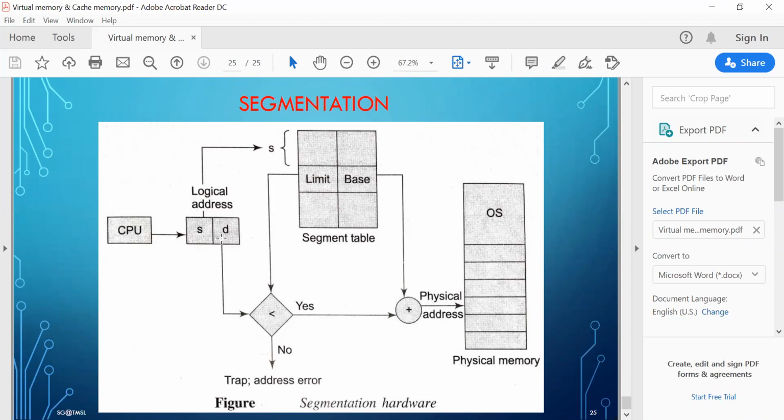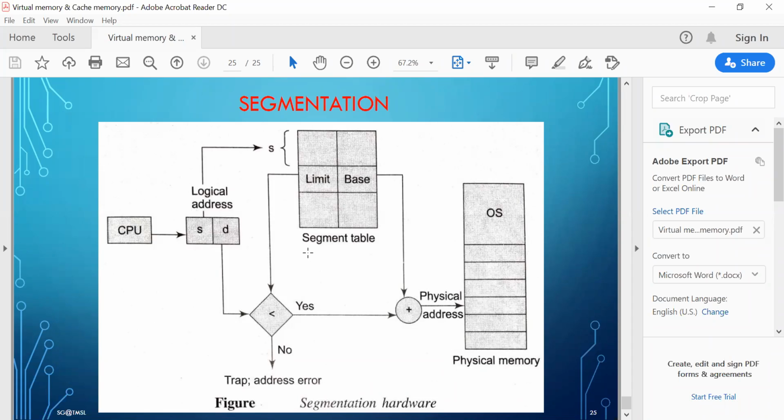Now the segment number S is used as an index in the segment table. So this is one index, this is the second index, the third index. In this way, some indexes are there, and that is the segment table. The offset D is the word number within the segment S.